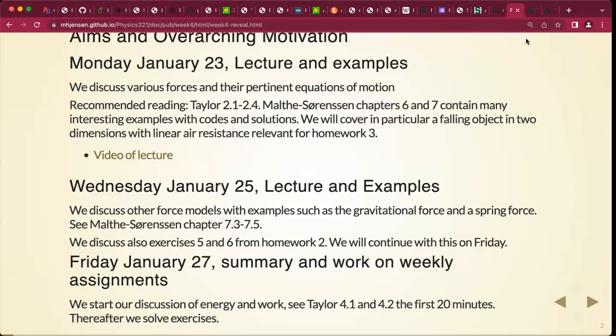Now, the topic today is actually to give you some further examples on forces which we are going to encounter again and again in this course. And in addition, how we would solve these. And we're also going to look at some of the exercises for the coming homework, which is exercise 5 and exercise 6. So we will discuss these topics a little bit today as well.